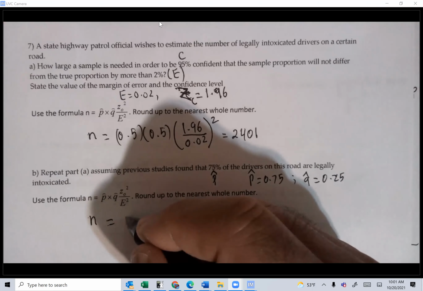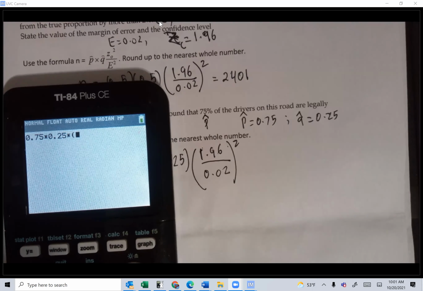So now N would be 0.75 times 0.25 times 1.96. Nothing changes here, guys. It's the same margin of error. Okay, and let's see. You're going to have a smaller sample size when we know P hat and Q hat. So it will be 0.75 times 0.25 times 1.96 divided by 0.02 and square.